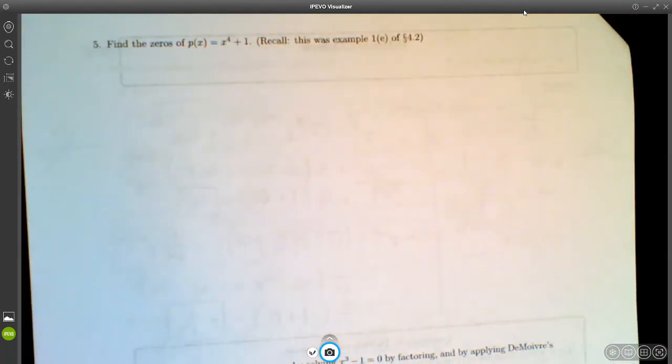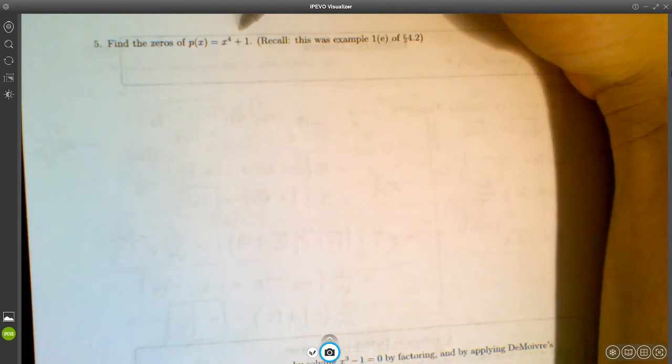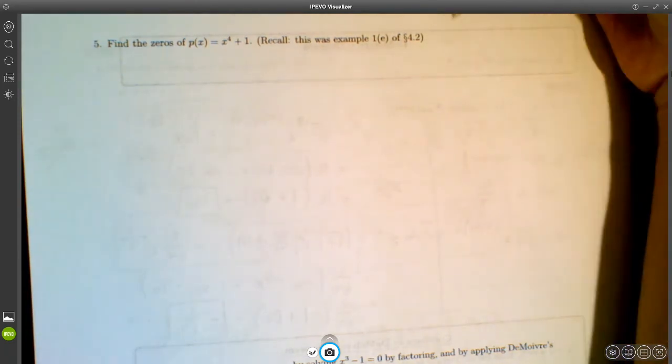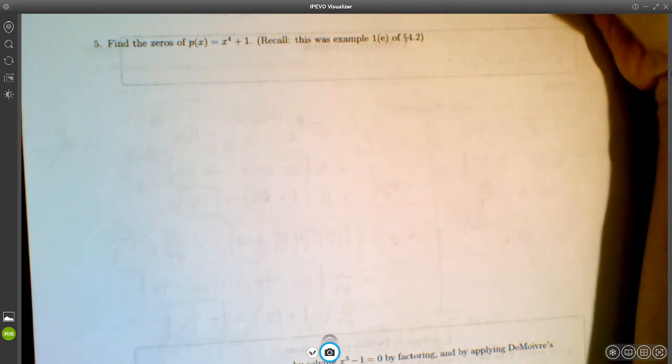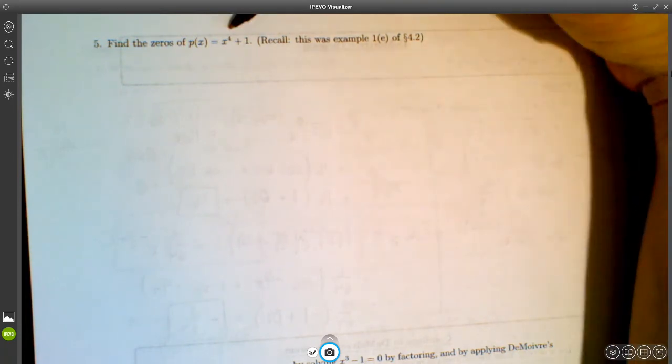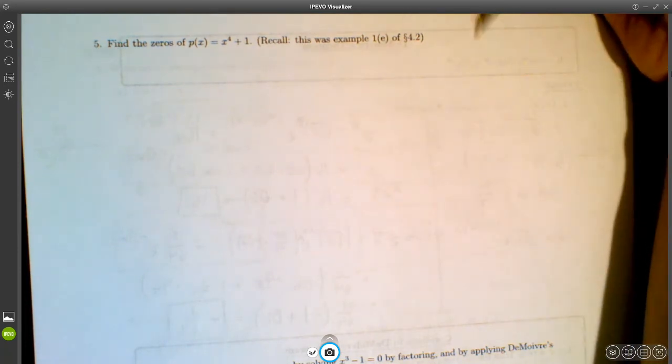So now, let's tie all of this together. Let me show you what this has to do with finding the zeros of polynomials. And so we're going to come back to our old friend, x to the 4th plus 1. We've been looking at this since the beginning of the chapter, trying to figure out how in the world we describe the complex solutions of this polynomial. We know we should have 4 complex solutions. Well, check it out, right?